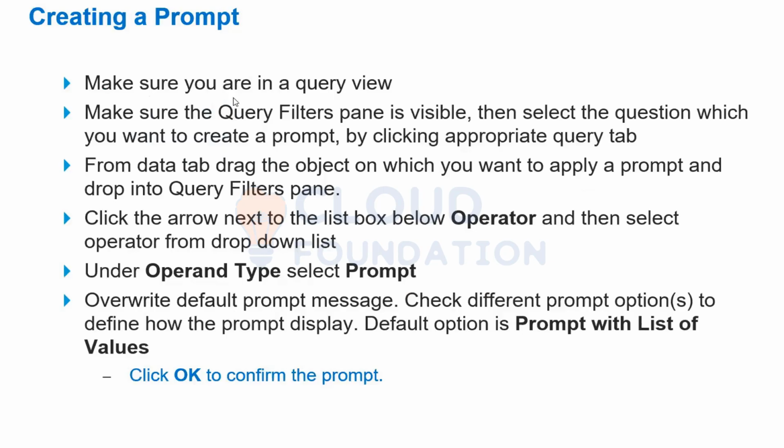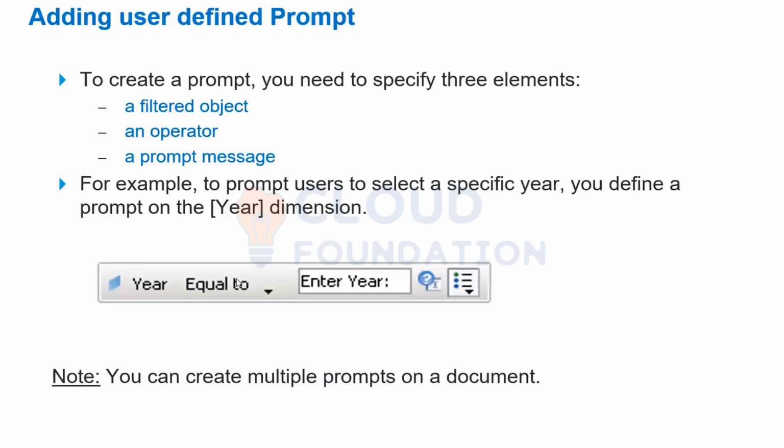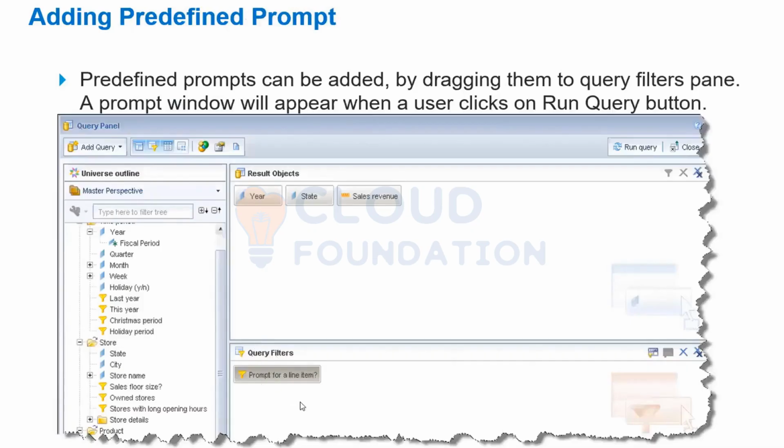If you want to create a prompt, we should make sure we are in the query view. We should make sure that the Query Filters pane is visible. Then we will select the query on which we want to create a prompt by clicking the appropriate query tab. If you want to create a prompt, this query filters pane should be visible. Here the symbol is there. If it is not visible in your query panel, you just click on this. Maybe it is hidden. If you click on this, it will be visible. We have to have this query filter pane.